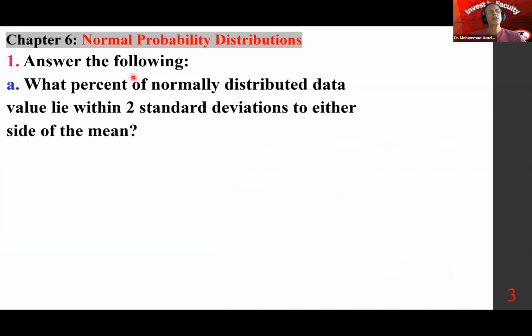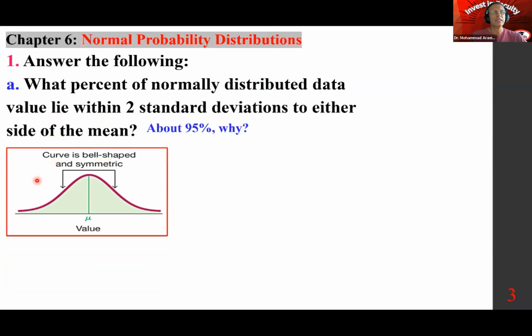So we want to answer the following. What percent of normally distributed data values lie within 2 standard deviations to either side of the mean? It's about 95%, the empirical rule that we have discussed before, but let's delve into it in more detail. This is a normal curve, which is bell-shaped, and it's symmetric with respect to the value of mu.